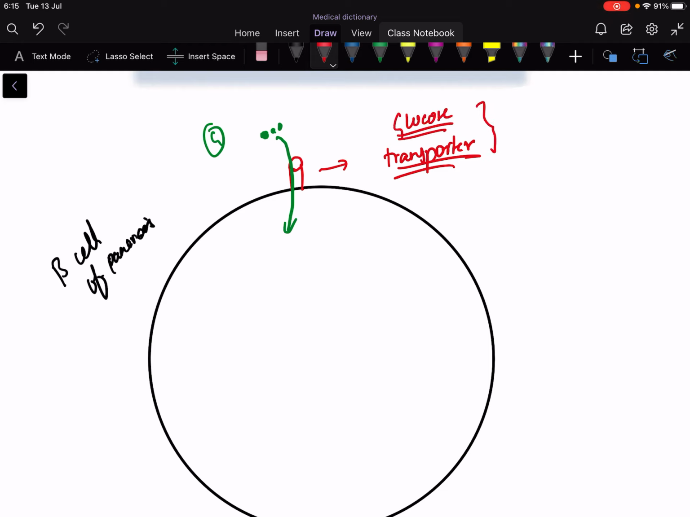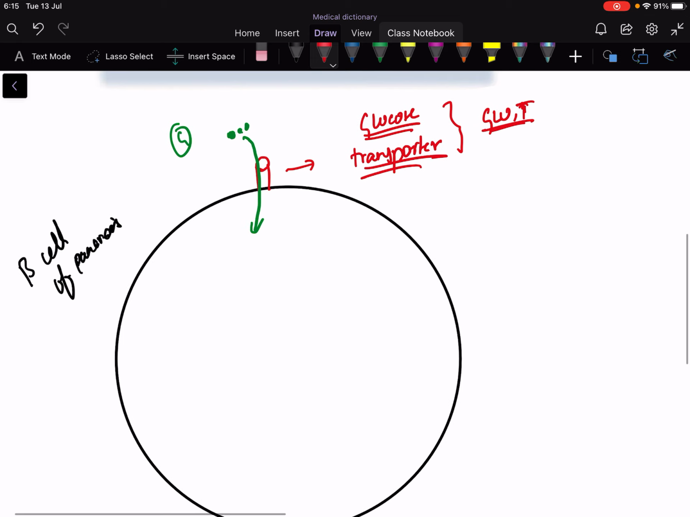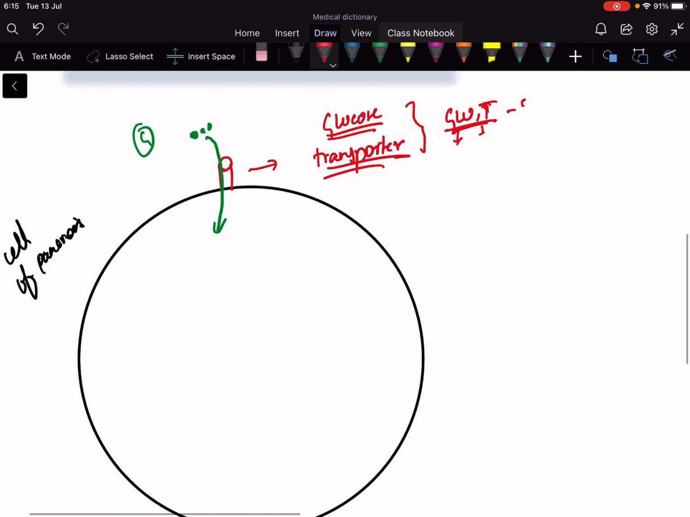Okay, or we can simply call them as GLUT. Okay, GLUT, or we call as GLUT transporters. GLU stands for glucose, T for transporter, and mainly it is type 2. Actually GLUTs are mainly divided into certain types based on the organ systems they are present. On beta cells of pancreas it is GLUT 2.